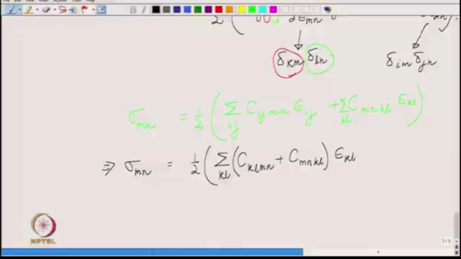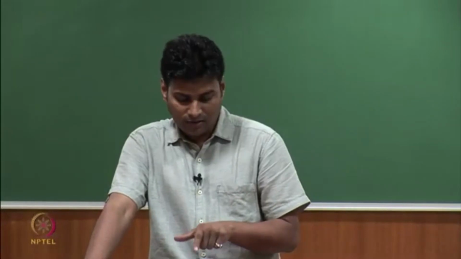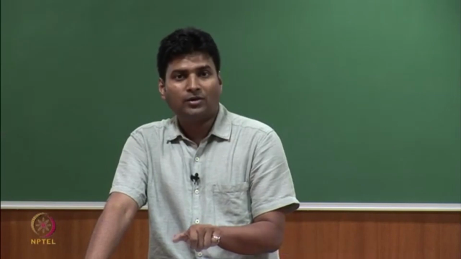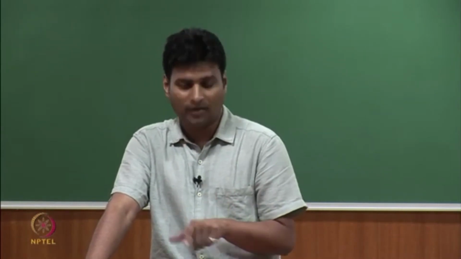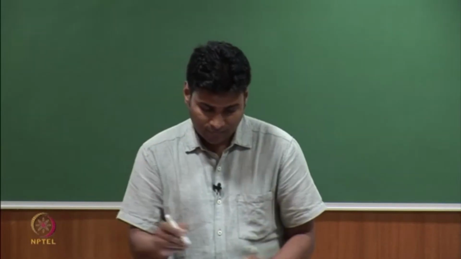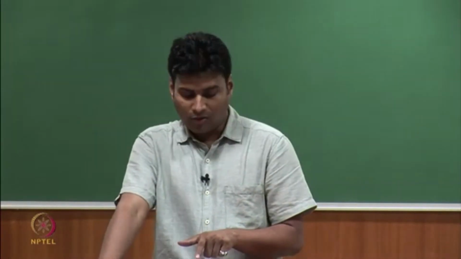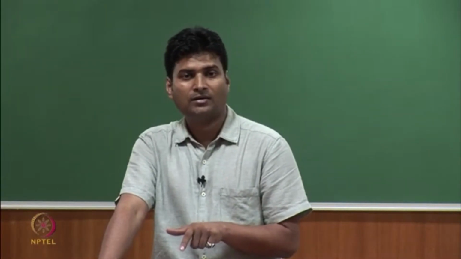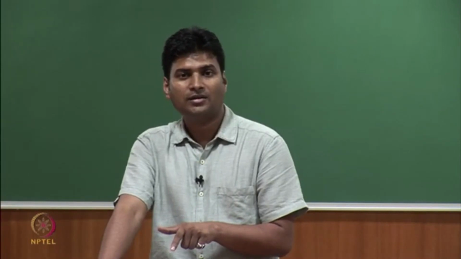You see the two terms have been combined now. When you replace ij with kl, you can easily combine the two terms, is not it. So, now in both the terms you have summation over kl. So, we can write this as half of summation over kl of C kl mn plus C mn kl times epsilon kl, is not it.